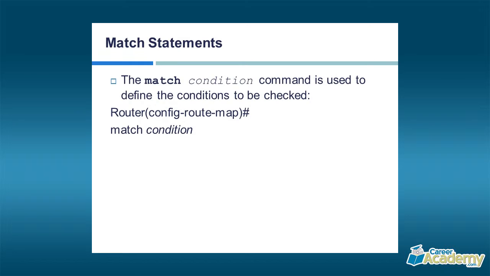Here we have the match and set commands, the match condition commands, as you see. Once inside the route map configuration mode, as designated by the router prompt, we can enter the match command to specify criteria to be matched. In this case, the match condition route map configuration commands are used to define the conditions to be checked. Some of those conditions are used for redistribution filtering, some are used for PBR, and others are used for Border Gateway Protocol policy.